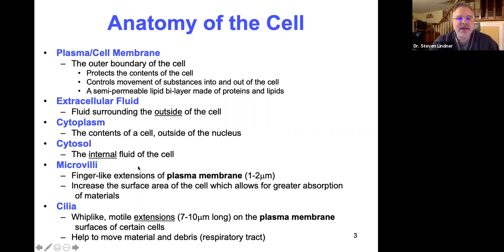The microvilli, these are much smaller. There are these finger-like extensions also off the plasma membrane, but these are really used for absorption. They act as a sponge to pull things in. And they also increase the surface area.